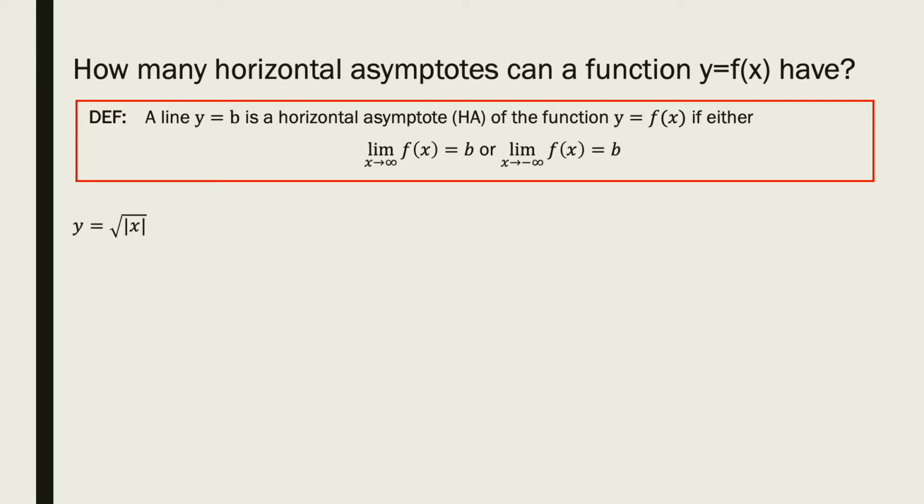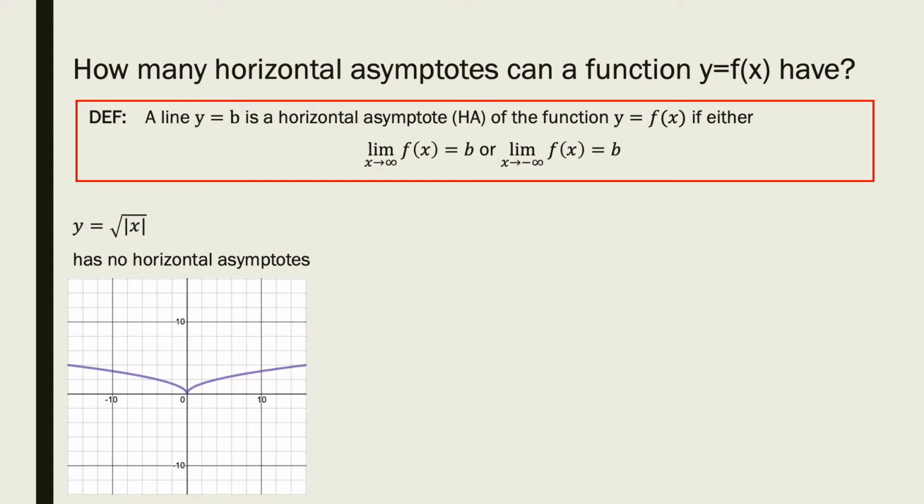y equals square root of absolute value of x. How many horizontal asymptotes does it have? What is the limit of square root of absolute value of x? Well, if x is positive or negative, it really doesn't matter because the absolute value of x will always be positive. So as x goes to plus infinity or minus infinity, absolute value of x goes to plus infinity, and square root of plus infinity is infinity, it's not a constant. Therefore, this function does not have any horizontal asymptotes.